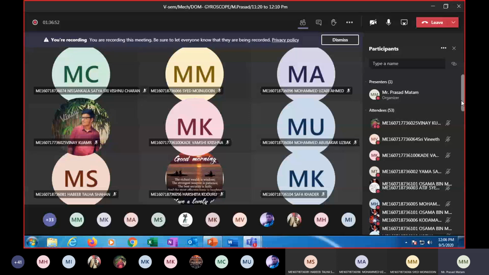Yesterday and today I covered the introduction to gyroscope, how to represent the vectors, how to locate the spin vector, how to locate the precession vector, and how to locate the active couple and reactive couple. These are the topics we have discussed so far. By the end of next week, I will complete unit 1. In the meanwhile, I will send all the data.